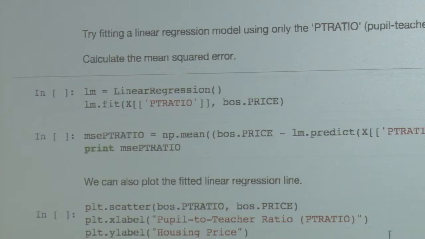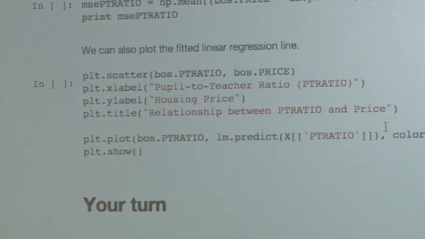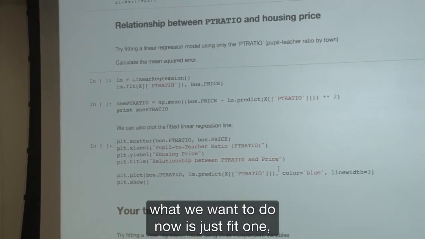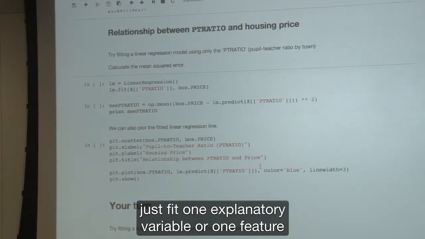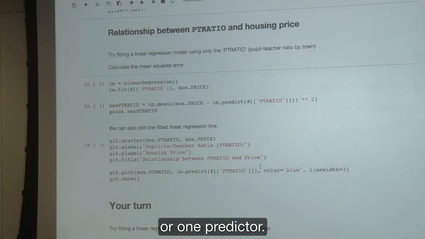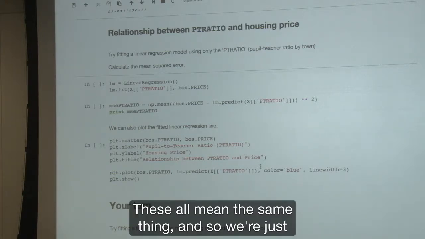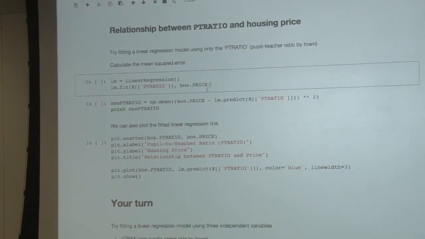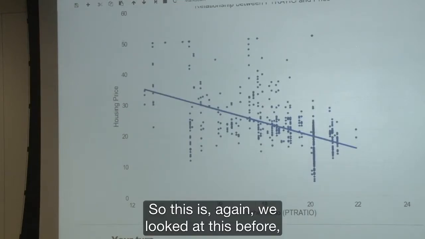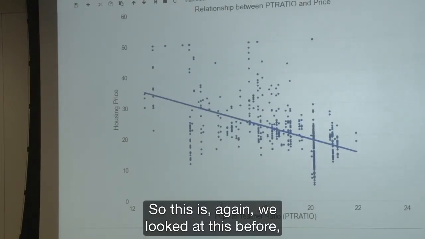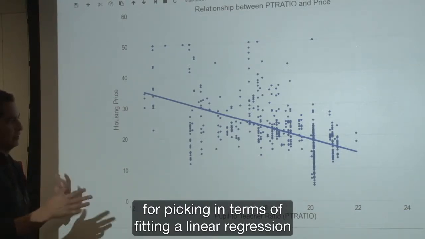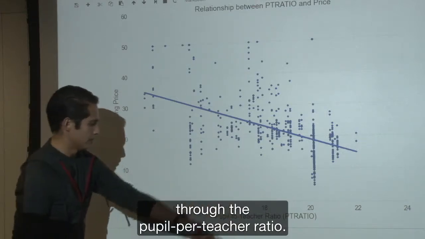Okay, so instead of fitting all of them, what we want to do now is just fit one: one explanatory variable, or one feature, or one predictor. These all mean the same thing. We're just going to fit one, and then I'll leave you another model to fit as an exercise. Again, we looked at this before, but this one looked like the next best, ripe for picking in terms of fitting a linear regression: the pupil per teacher ratio.